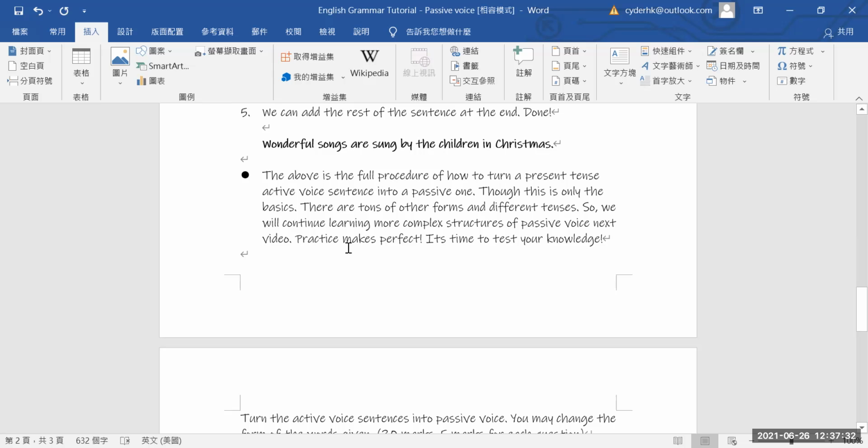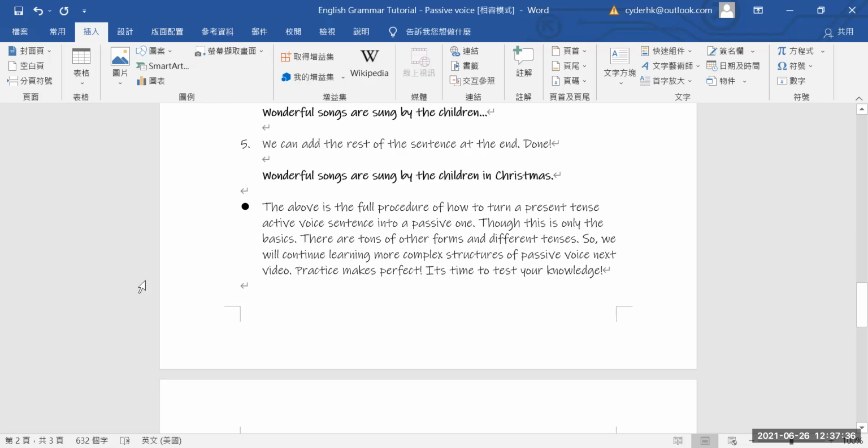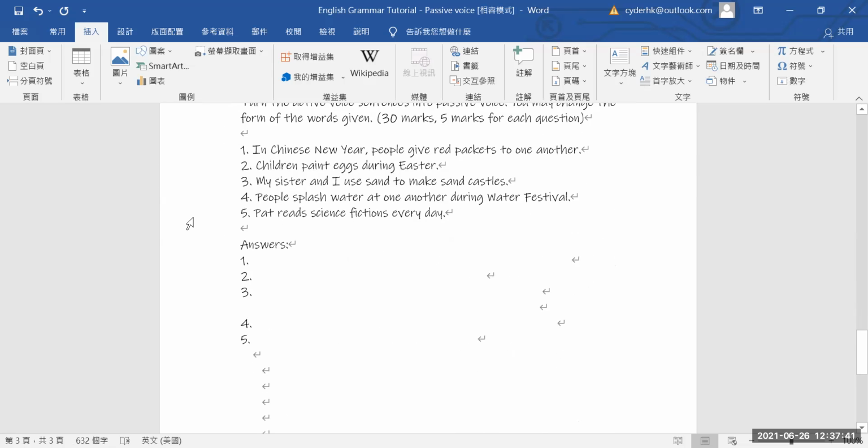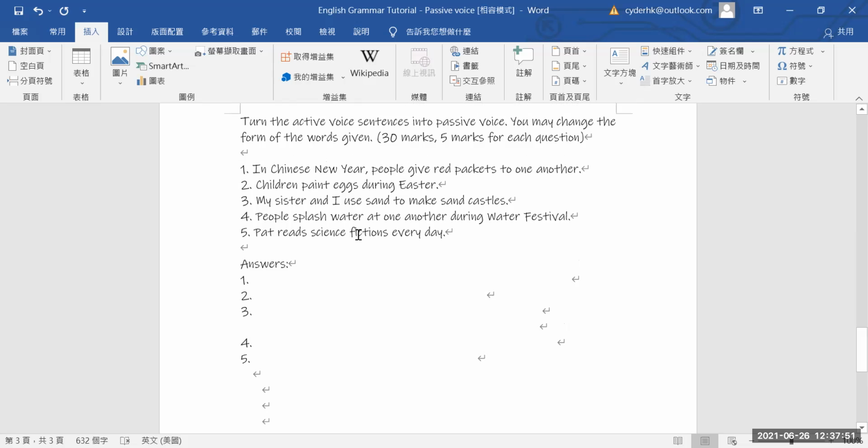Practice makes perfect. It's time to test your knowledge. So we'll have a little bit of an exercise down here. I have written the answers, and I changed the answers into white, so you can't see them now. I will uncover them later.